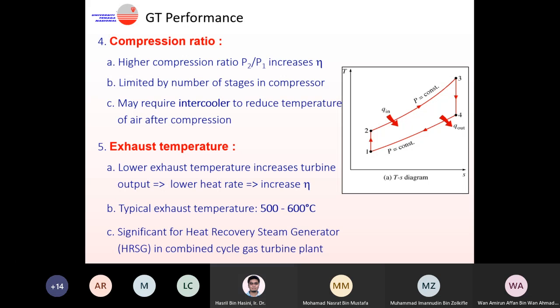We can use this temperature or this energy to heat up water, convert it into steam, then you have another power in the steam turbine. So that's why I say here, it is significant for the combined cycle, for the heat recovery steam generator in the power plant. So this is how the exhaust temperature or the ambient temperature after the turbine affects our gas turbine performance.